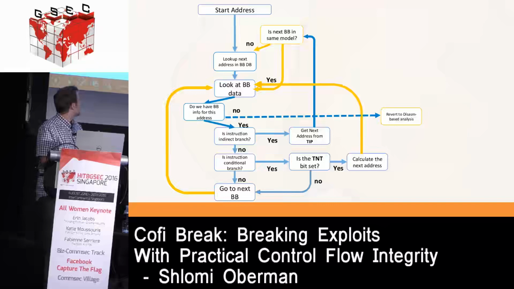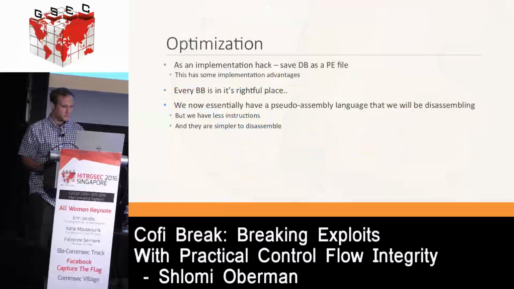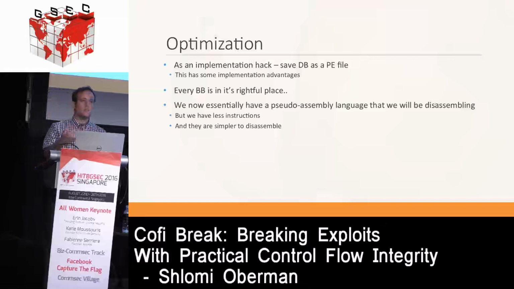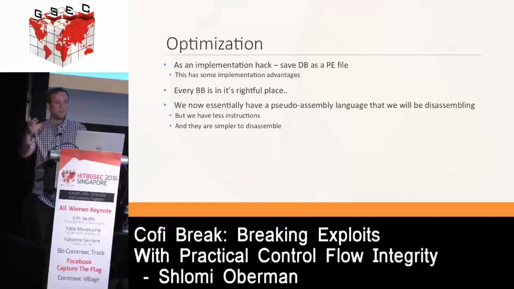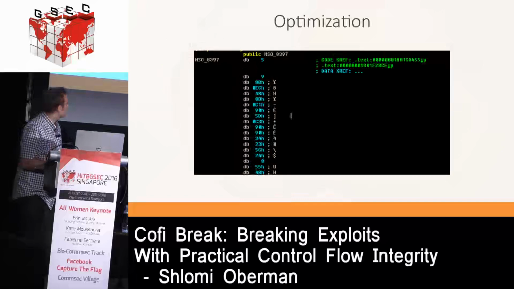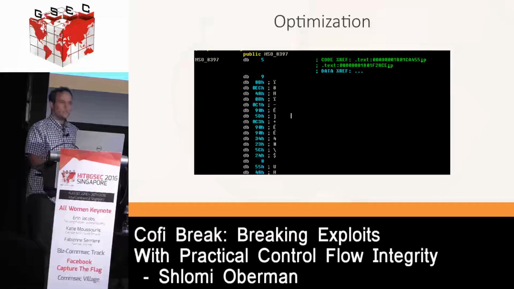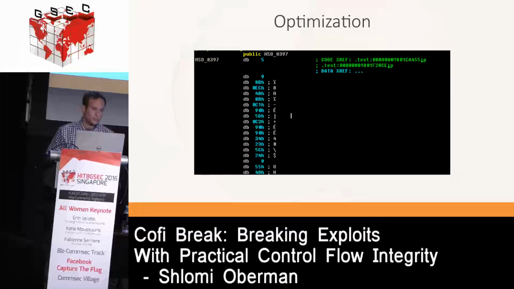Right? So we've taken this step, which is a very performance-intensive step, which we had to perform all the time. We're taking it out of the analysis, and we have a much more streamlined analysis. Okay? As a little implementation hack, we take all this information, we save it in a portable executable format, every basic block in its rightful place, every basic block in its correct relative address, and we've essentially built a little pseudo-assembly language that is easy to disassemble and only contains branch information.